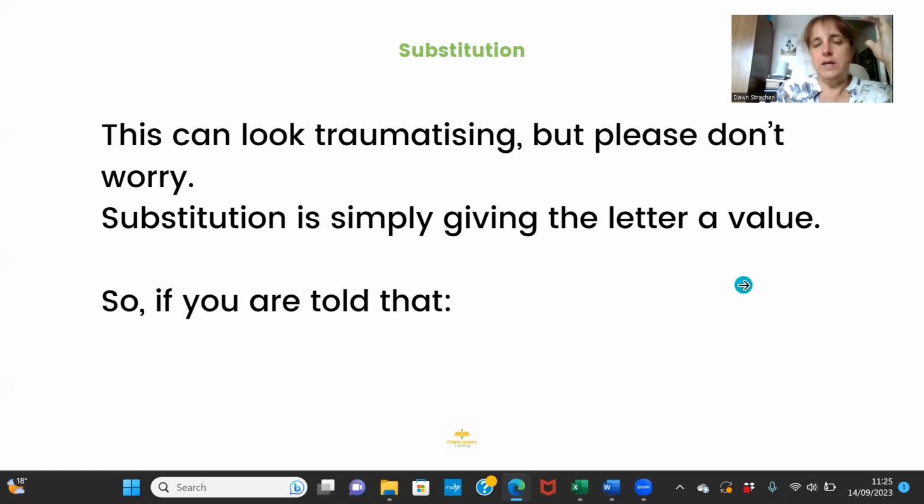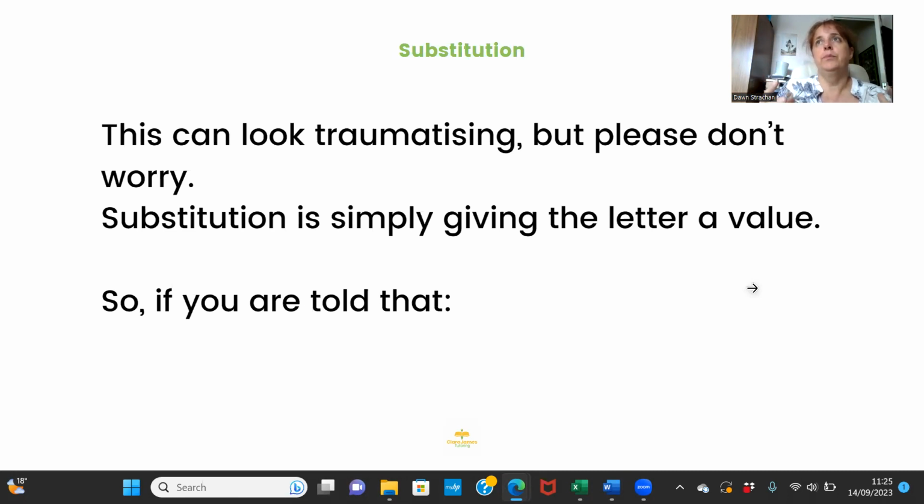What I'm going to do is run through some examples with you to hopefully make it seem easier, but any algebra, substitution included, can seem really intimidating. So please don't worry, because hopefully by the end of this it's going to make a lot more sense. But substitution really isn't that hard. It's basically the same as giving a letter a value.